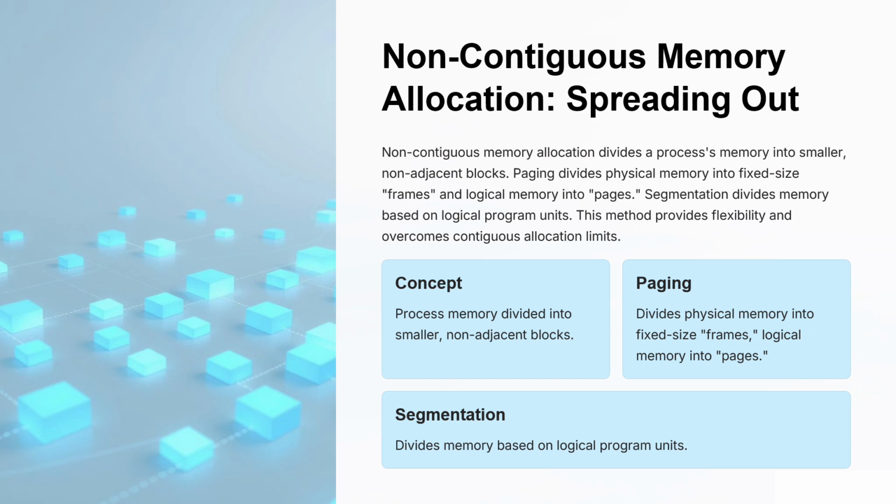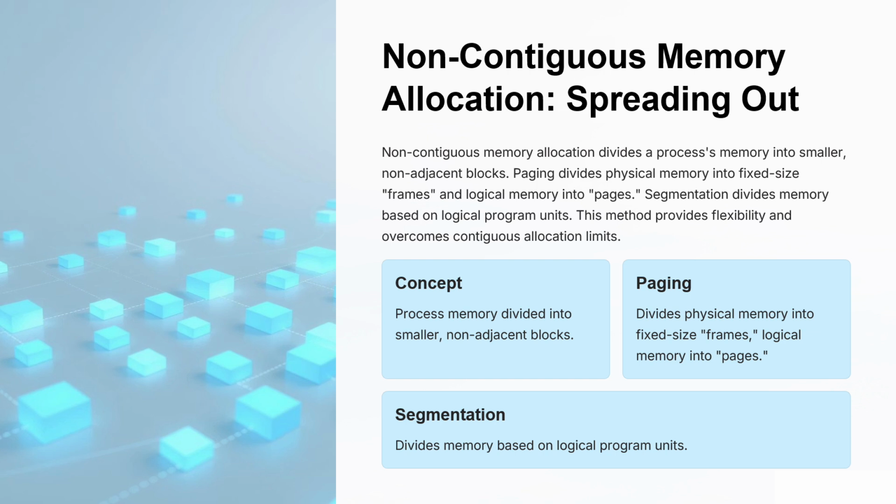To overcome fragmentation issues, modern operating systems use non-contiguous memory allocation. Here the process memory is broken into smaller pieces and stored in different memory locations. They don't need to be side by side. This gives the OS more flexibility and enables better utilization of the memory.